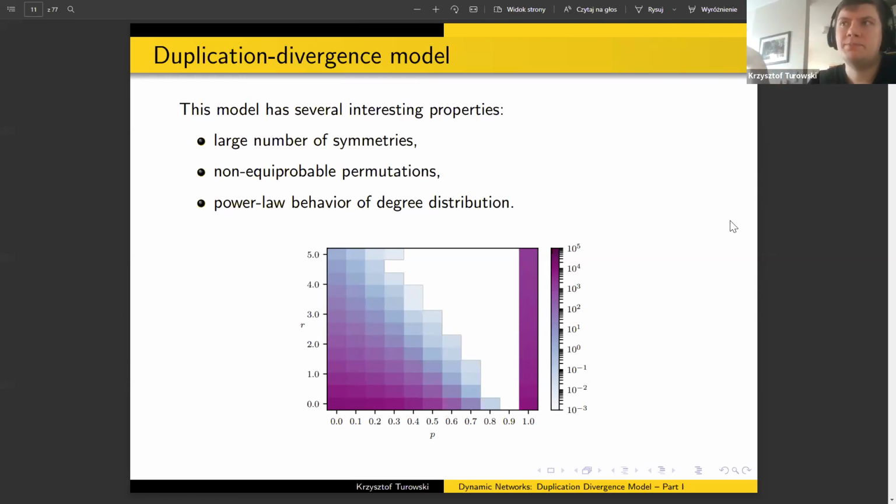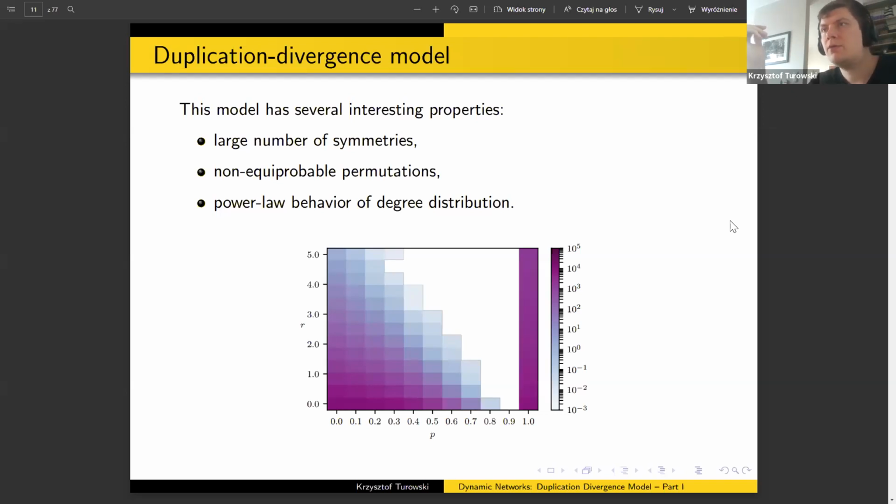The second property, which is quite an obstacle for a theoretical analysis, is these non-equiprobable permutations. I already mentioned that the choice of parents matters, but also if we have a graph, then it matters in which order vertices arrived. And if we swap some vertices, it may radically decrease the probability of generating such a graph, even though the structure is the same.